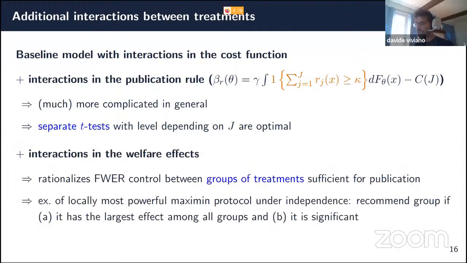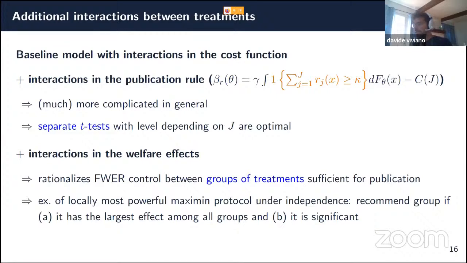Now, we also look at a case where there are interactions in the welfare effects. That is, there is not only a threshold crossing rule for the publication probability, but you also have a welfare which depends on interaction between different treatments. Now, this becomes way more complicated, and it turns out that it rationalizes family-wise error rate control between groups of treatments, where the size of the group depends on this kappa. That is, on whether the group has at least kappa treatments, that is, the group can lead to a result sufficient for publication.